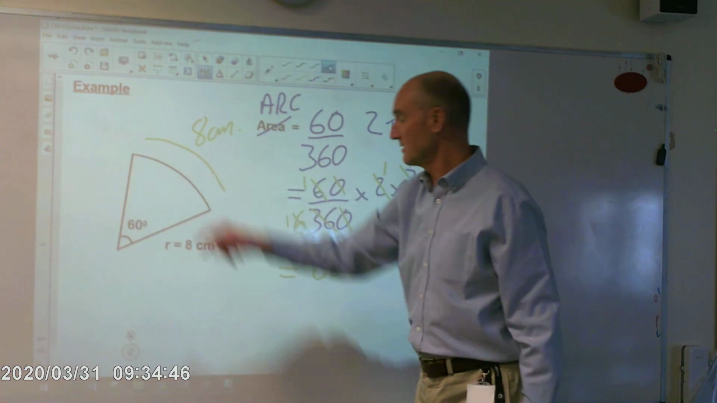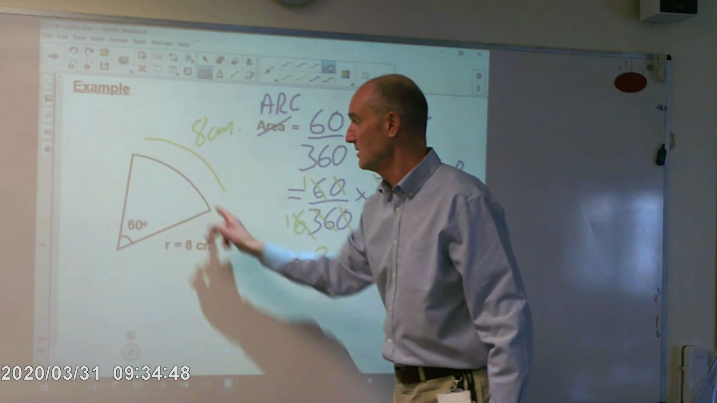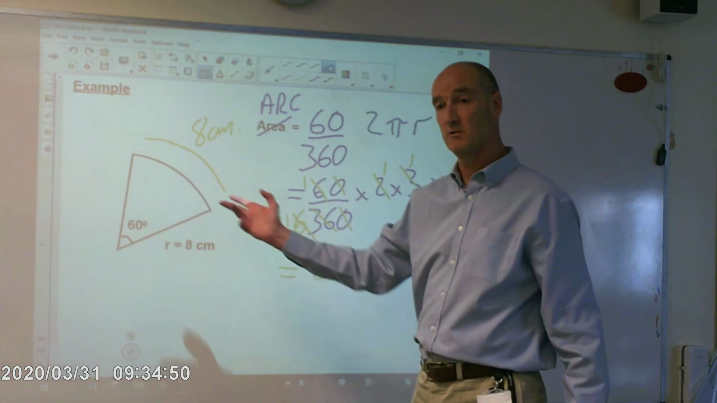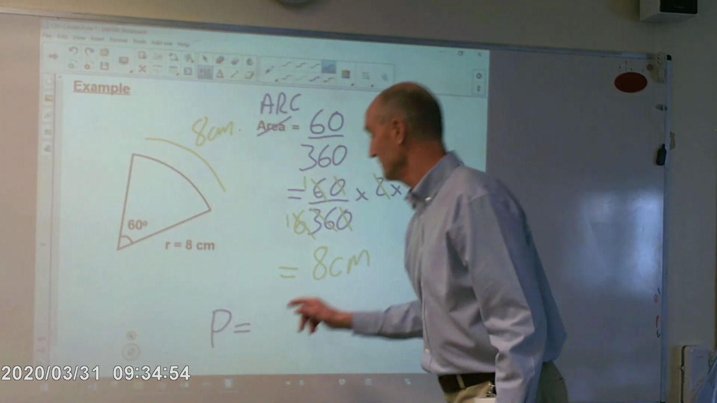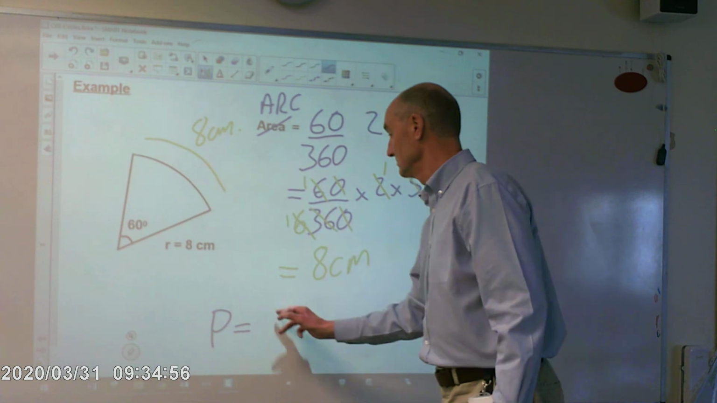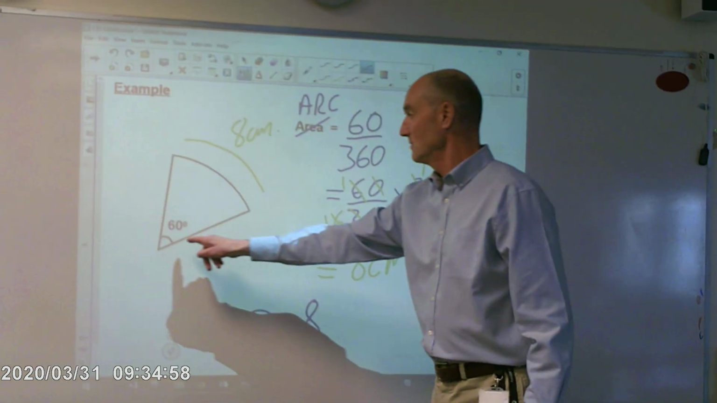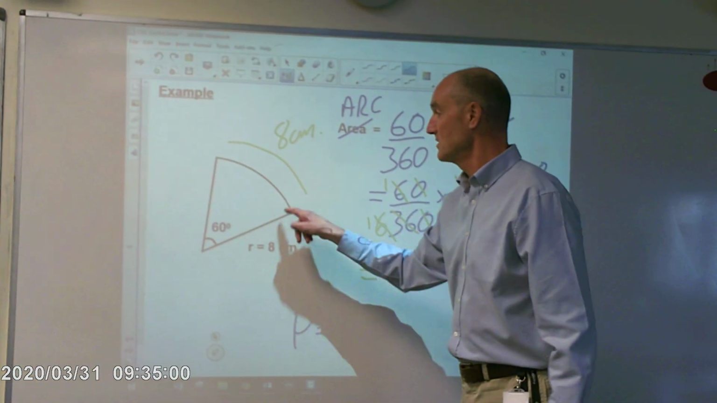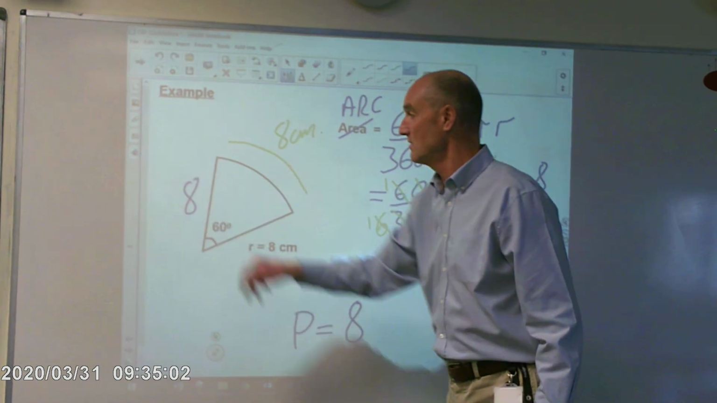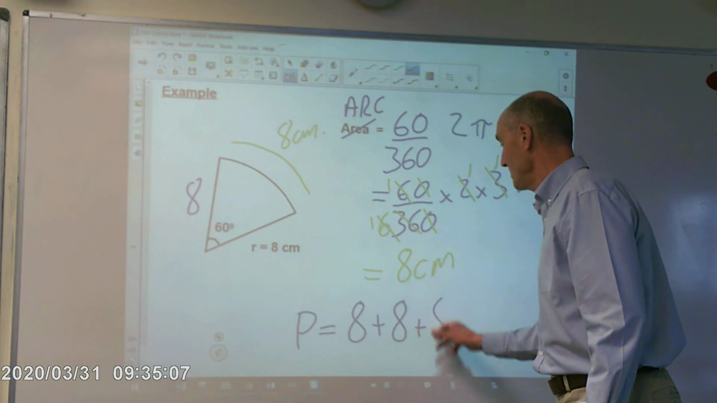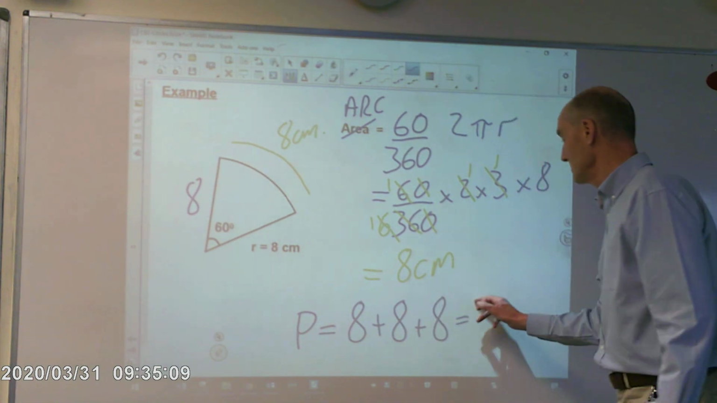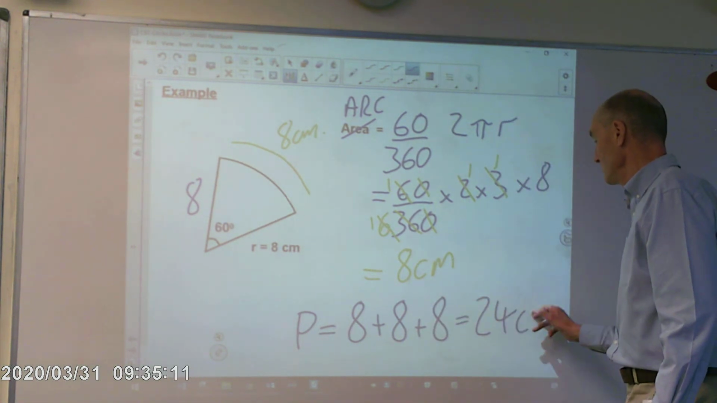A lot of the questions won't just ask for the arc length, they'll actually ask for the perimeter of this shape. What have we got to do to find the perimeter? The perimeter is the arc length plus 8 centimetres here, plus another 8 centimetres here. So the perimeter is actually going to be 24 centimetres.